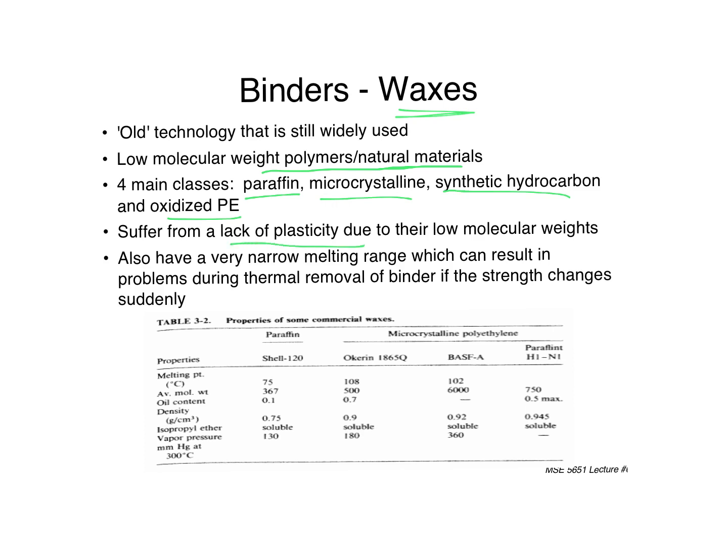They can have a lack of plasticity due to their low molecular weights. All right, so they're cheap, they take up space, but if you heat them up, it tends to slump the part because they're waxes. It's what they do. And so this narrow melting range can be a problem if you're trying to remove it. If the strength changes suddenly because they've suddenly melted, that means that the part has suddenly gotten weaker.